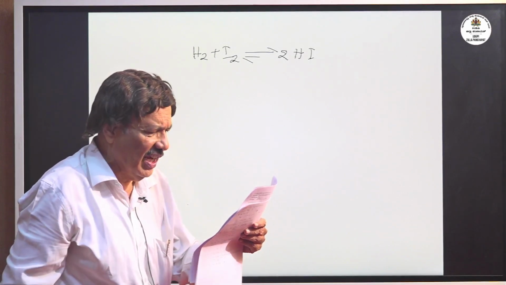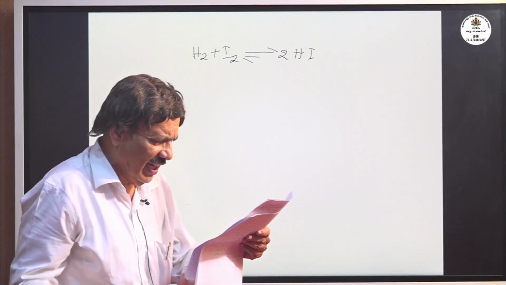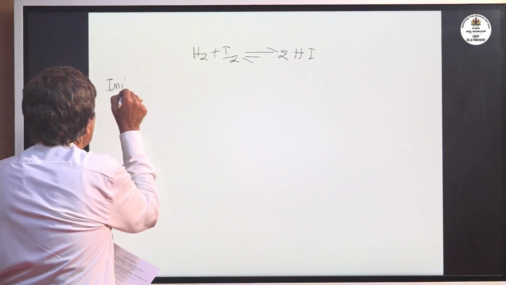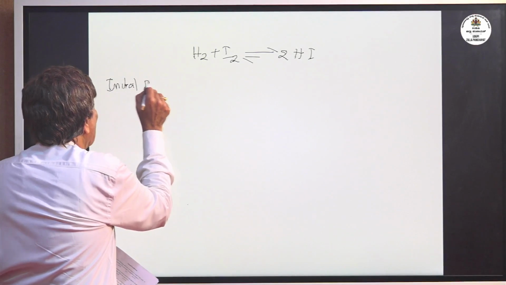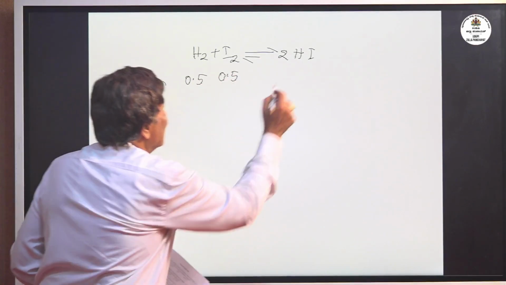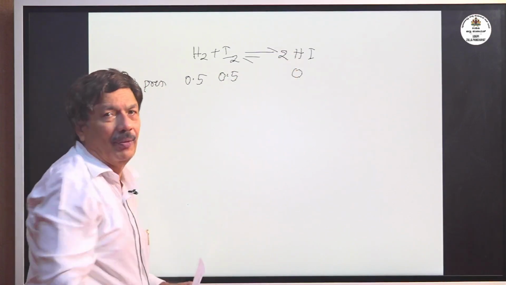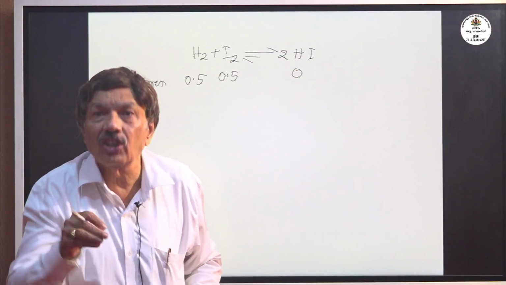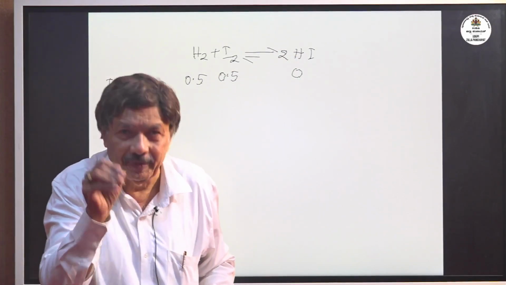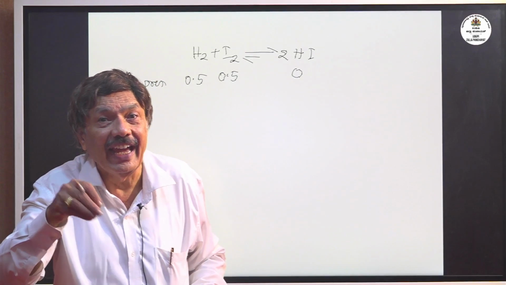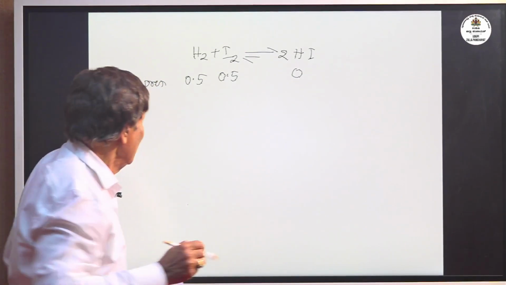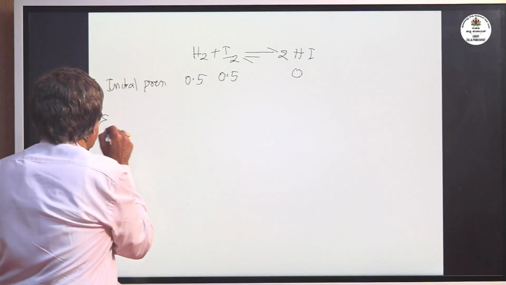Initial pressure, if pressure of both, it is 0.5. Initial pressure, this is also 0.5, this is also 0.5. This is 0 because it is yet to be formed. We don't know out of 0.5 how much undergoes dissociation. Let us assume that out of 0.5, X undergoes reaction. So the decrease in the pressure will be by X. So this is equilibrium pressure.